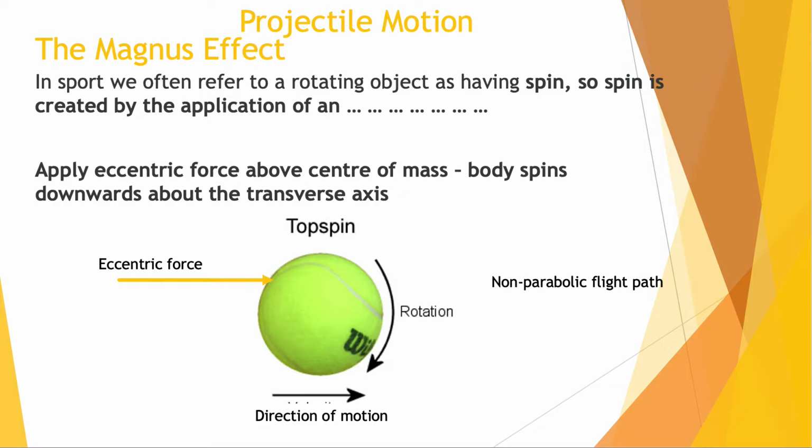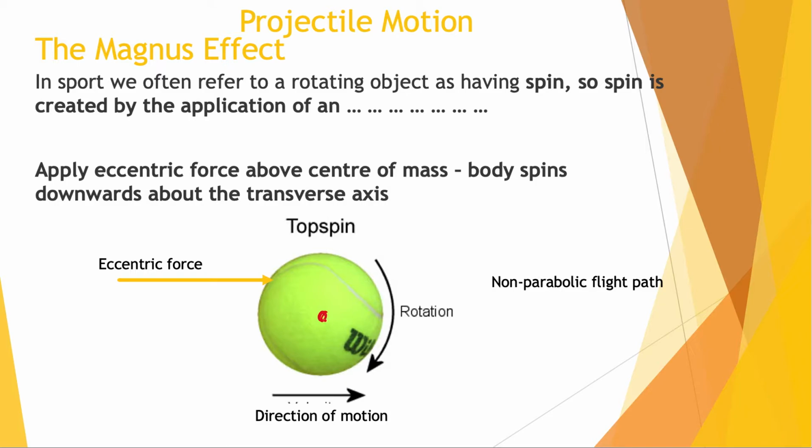So the Magnus Effect. In sport we refer usually to a rotating object as having spin. So spin is created, and we know how rotation is created. Rotation is created by the application of an eccentric force. And so that is how we're creating spin in these examples. In this case, we're looking at top spin. Top spin is when we apply a force above the centre of mass.